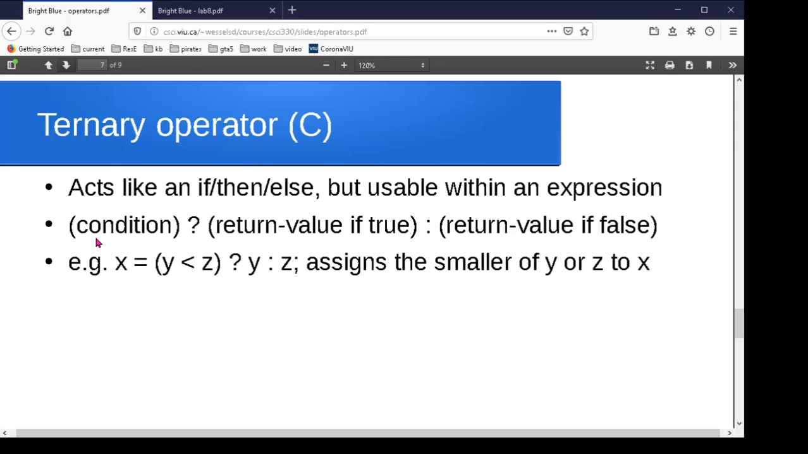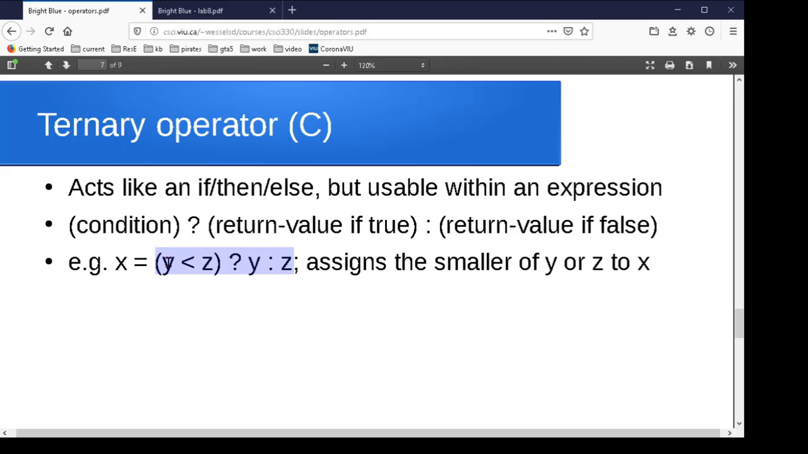And so the syntax is you have your condition first, and then a question mark, and it's saying, is that condition true or false? And then you'll have a value, and this is the value to return if the condition was true. And then a colon, and then the value to return if false. So if I was to say something like y less than z question mark y colon z, I'm saying, is y less than z? If so, return y, else return z.